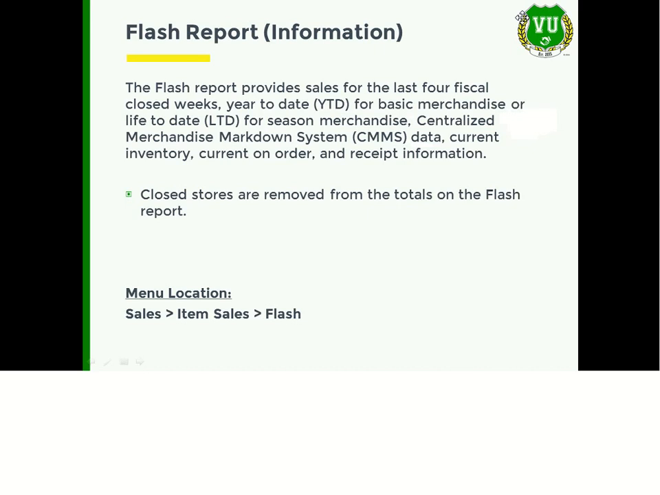For year-to-date, for basic, a lot of times our basic product, for example, infant cribs was a basic product. We would have that in our assortment for more than 1 year. So this just goes back for a year-to-date. You'll also receive centralized merchandise markdown system information, so you'll be able to see what items are on markdown, as well as current inventory on hand and receipt information. It is important to know that the closed stores are removed from the totals on the flash report, so this is comp data that you would be looking at.